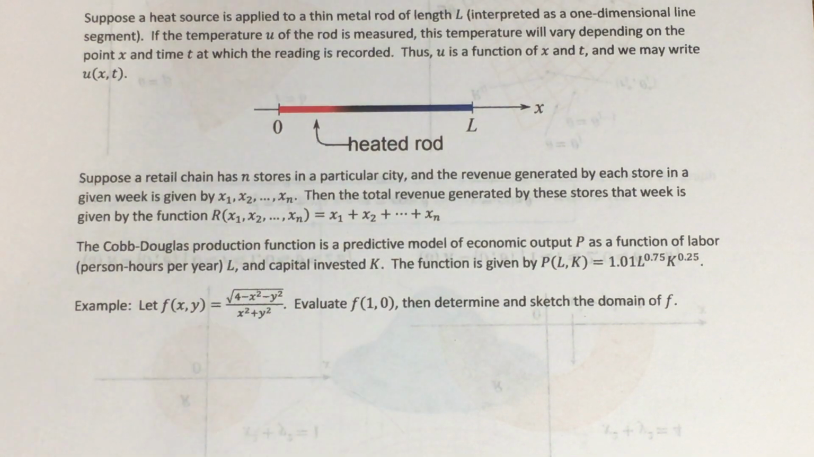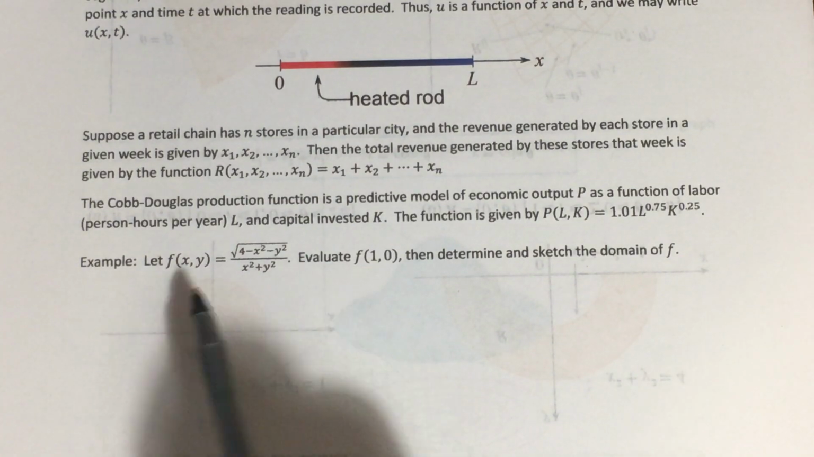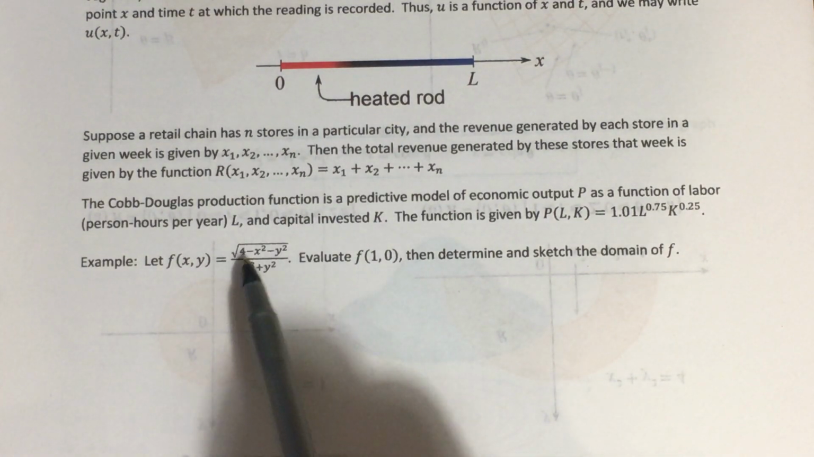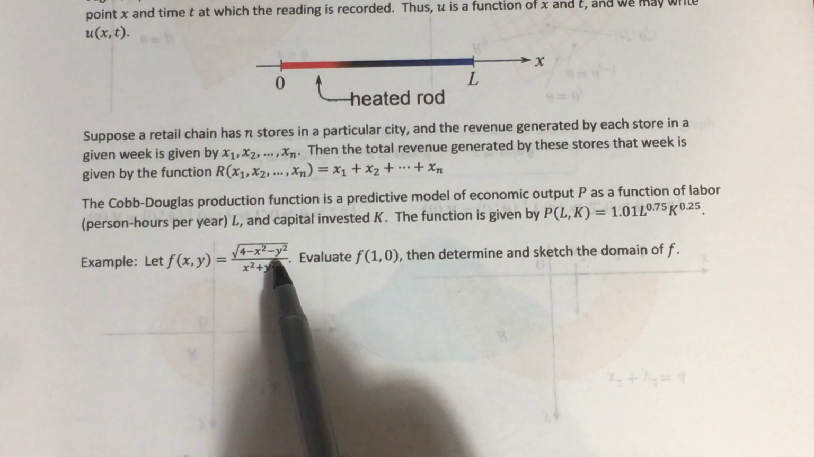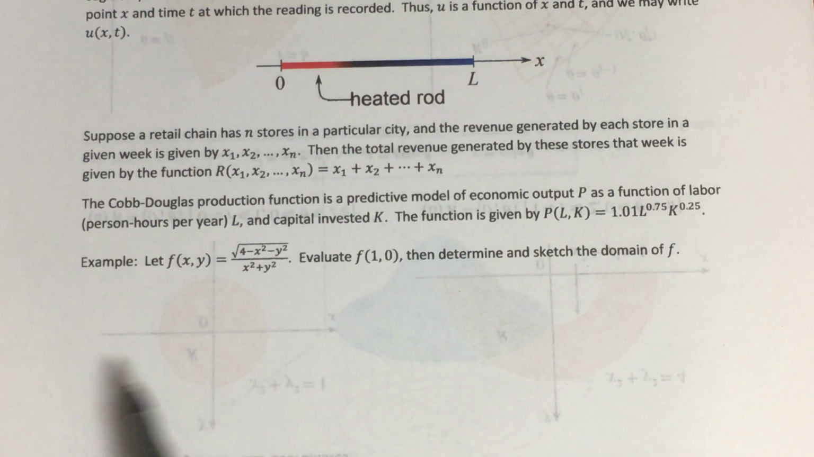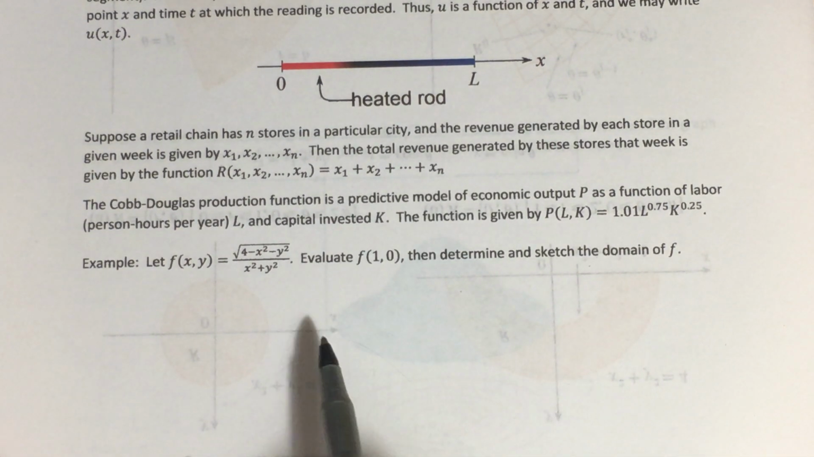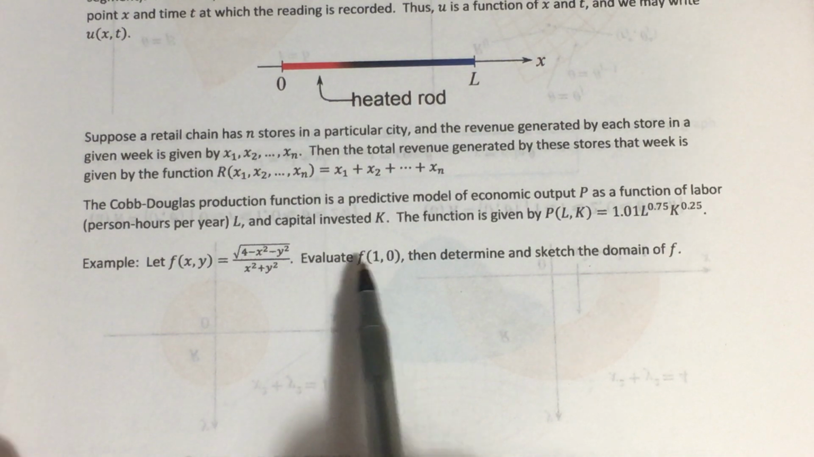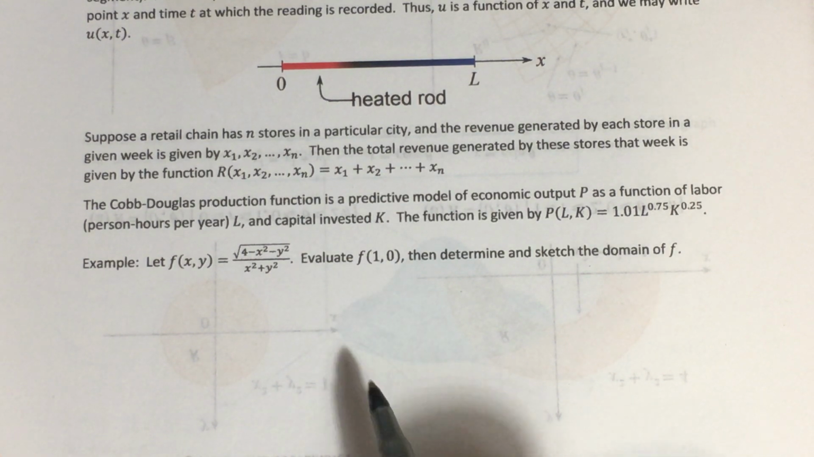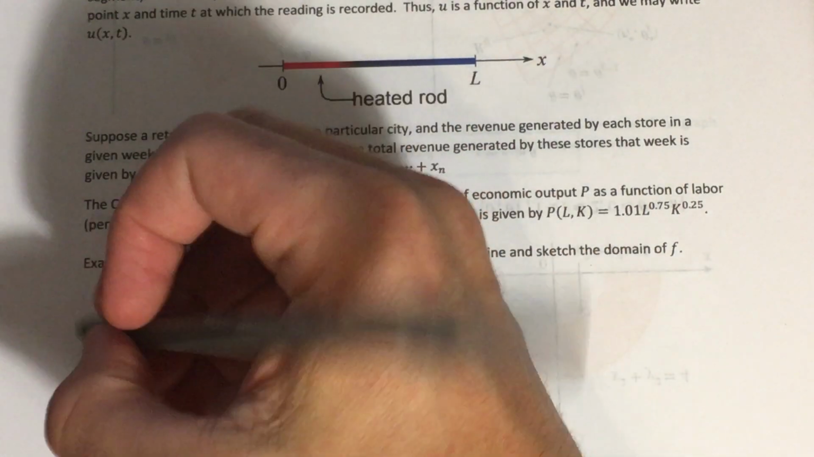So let's actually do something hands-on with this. Here's a function of two variables. f of x, y equals the square root of 4 minus x squared minus y squared, over x squared plus y squared. We want to do a couple of things with this. First, we want to evaluate f of 1, 0. So that's easy enough to do.